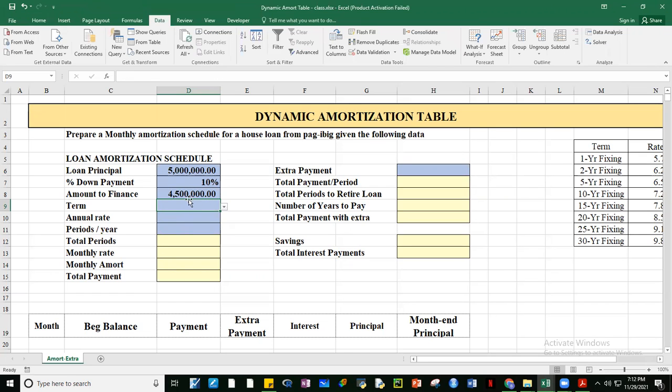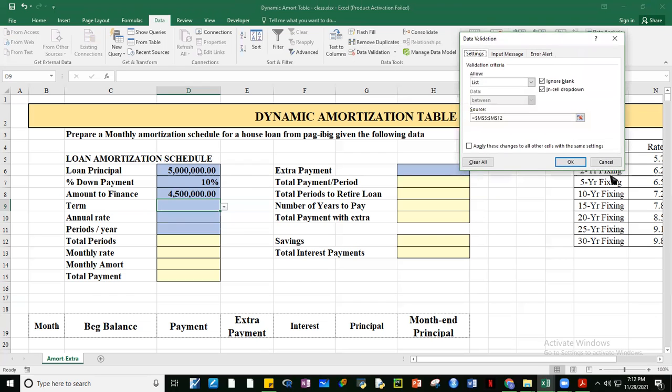Okay, make sure that your active cell is in D9. Then you go to Data. And then here under Data Tools, you have Data Validation. You click Data Validation here. And you can see here, guys, under the settings, Allow: List and Source.